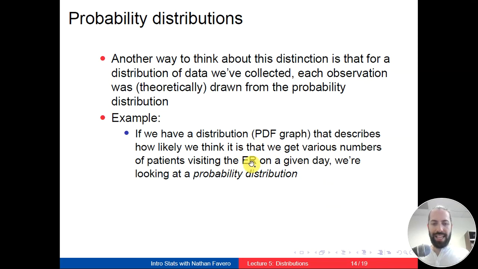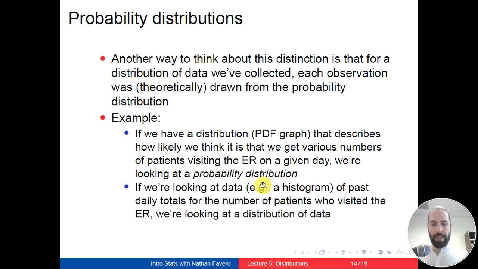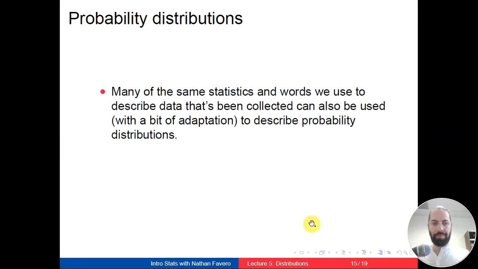So going back to our ER example, if we have a probability distribution that describes how likely we think we'll get various numbers of patients visiting the ER on a given day, we're looking at a probability distribution. Again, this is how likely different things are to occur on a given day or going into the future, right? That's a probability distribution versus data of what has already occurred. That's a distribution of data, not a probability distribution.